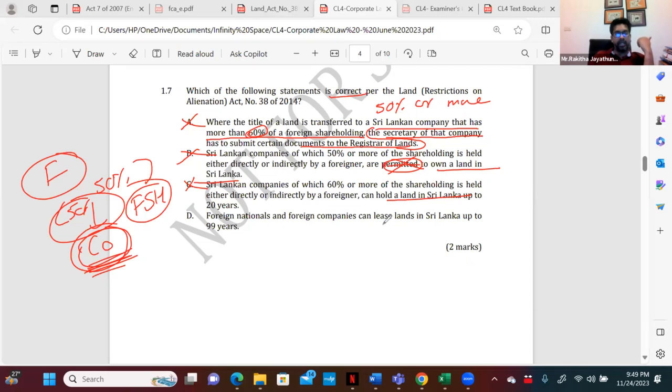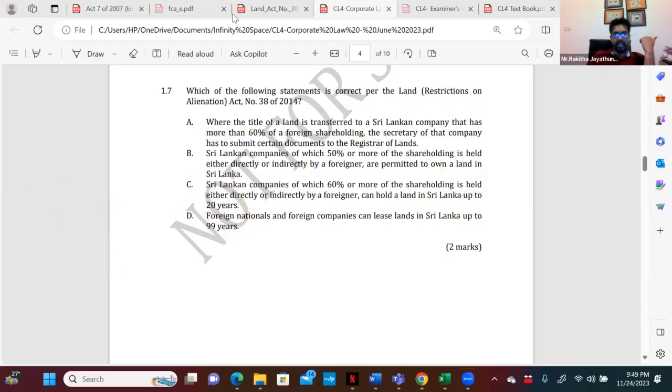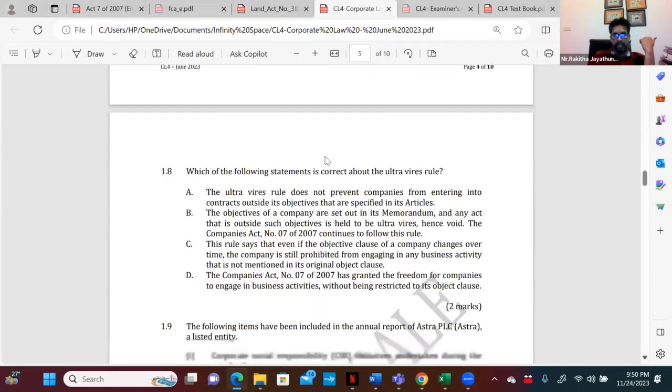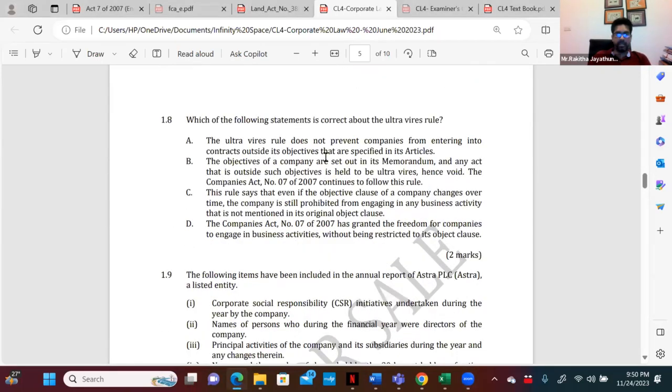Foreign nationals and foreign companies can lease lands in Sri Lanka up to 99 years. They can't buy, but they can lease. I mean, they can acquire the land or the property on lease for a period of 99 years maximum. So the correct answer is D, a commonly tested area at the exam. So make sure that you are ready for something like that. Then only 3 more questions. So after that, we can wind up the session.